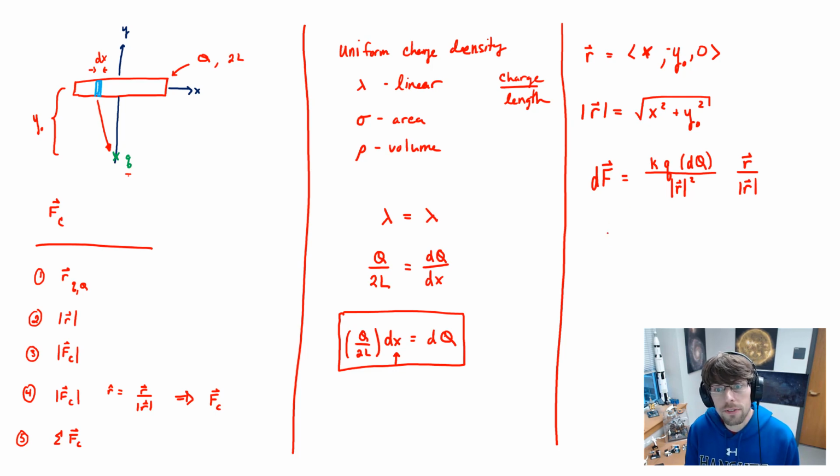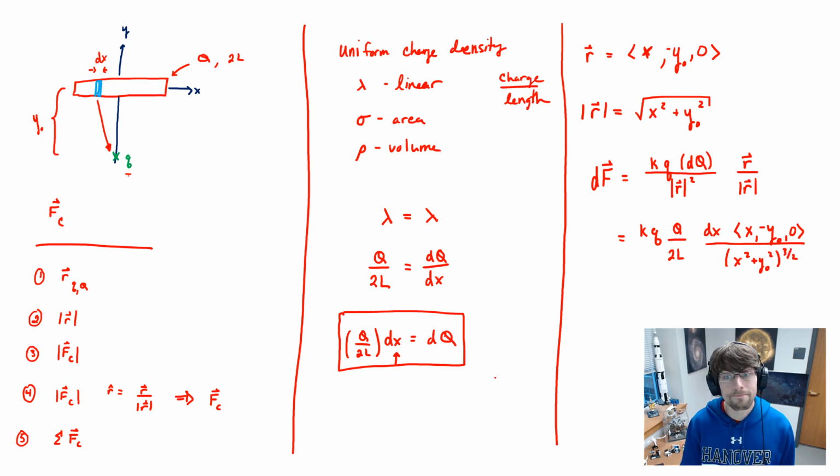We'll go ahead and substitute in everything, right? We have k and q, those are just given constants. Our dq, well, that is the total charge of the bar divided by the total length of the bar, 2L, times dx. And then what do we have? Well, the vector, we had x comma negative y naught comma 0. And over, I'll write it like this, x squared plus y naught squared to the 3/2. And technically we're done, right? There we go. That is the infinitesimally small contribution to the total force.